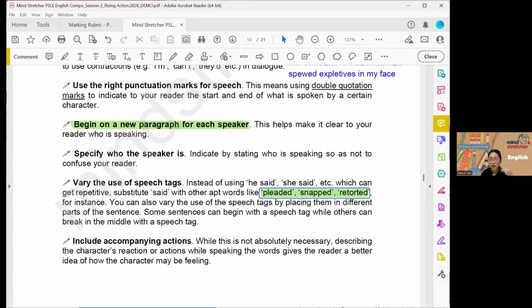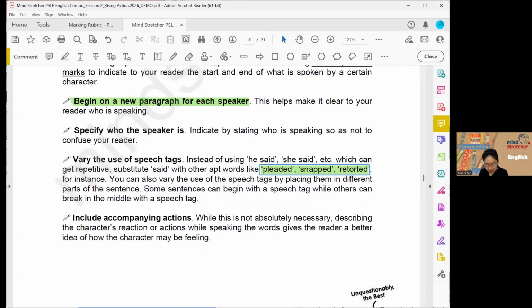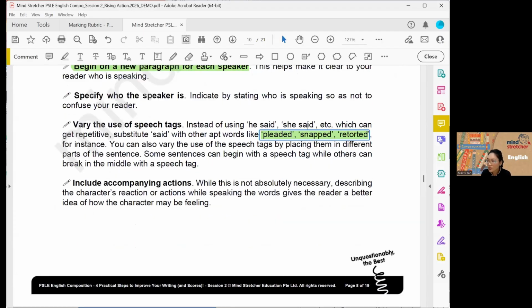Anyway, you're not supposed to have long conversations in your compo. So there wouldn't be so many of these short paragraphs, right? So there's no fixed length to a paragraph. It's just the purpose. Vary the use of speech text. Yes, please don't say it later we'll practice. Okay, accompanying actions. Now I want to give you a few examples. Okay, I'll give you a few examples.